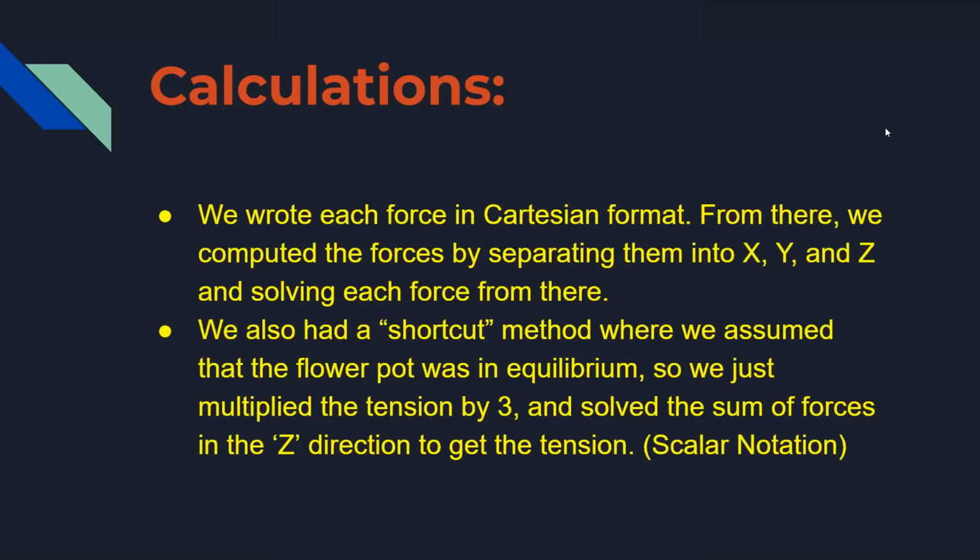For the calculations, we wrote each force in Cartesian format. From there, we computed the forces by separating them into X, Y, and Z and solving each force from there. We also had a shortcut method where we assumed that the flower pot was in equilibrium. So we just multiplied the tension by 3 and solved the sum of forces in the Z direction to get the tension, scalar notation.